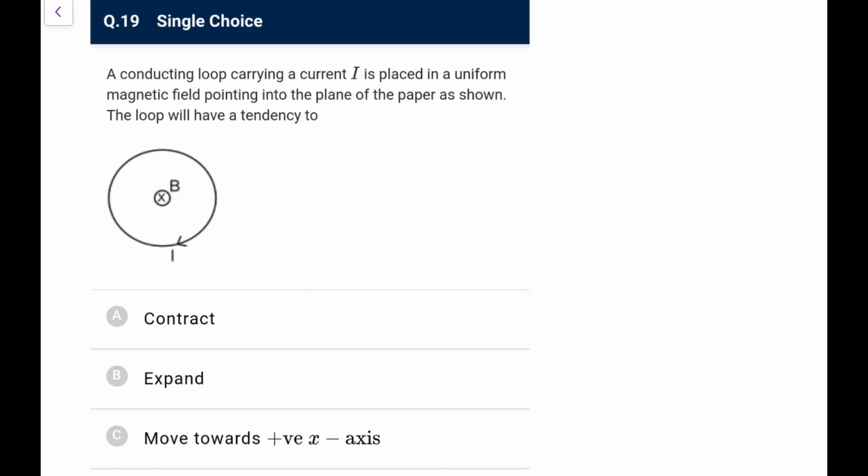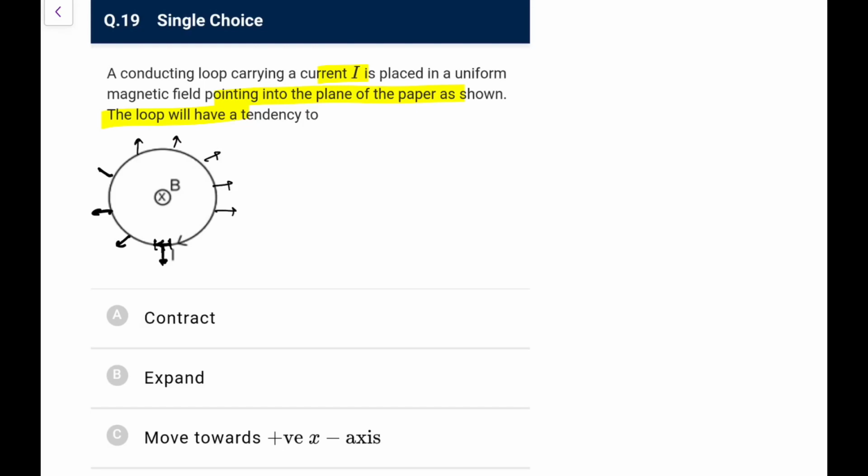What we have next: a conducting loop carrying a current I is placed in a uniform magnetic field pointing into the plane of the paper as shown. The loop will have a tendency to... So just see, take any small section like this. The current is flowing like this, and if I do dl cross B, the force acting would be like this. So the magnetic field at all points will exert a force like this, so it will be pushed outwards. That means it will have a tendency to go outwards. So definitely we will say it will have a tendency to expand in this case.